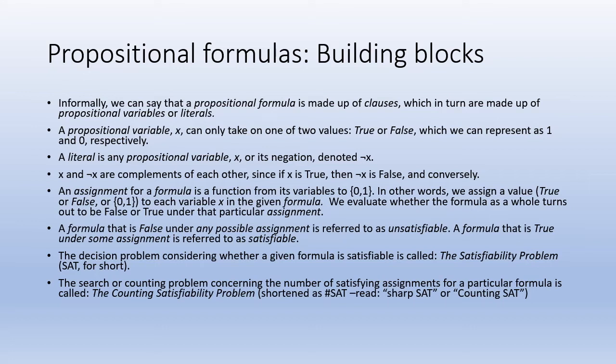When we have assigned a value to all the variables in the formula, we evaluate whether the formula as a whole turns out to be false or true under that particular assignment. A formula that is always false is referred to as unsatisfiable, while a formula that is true under some assignment is referred to as satisfiable. The decision problem considering whether a given formula is satisfiable is called the Satisfiability Problem, abbreviated as SAT. The search or counting problem concerning the number of satisfying assignments for a particular formula is called the Counting Satisfiability Problem, abbreviated as sharp SAT or counting SAT.